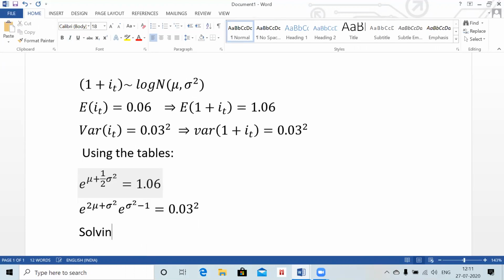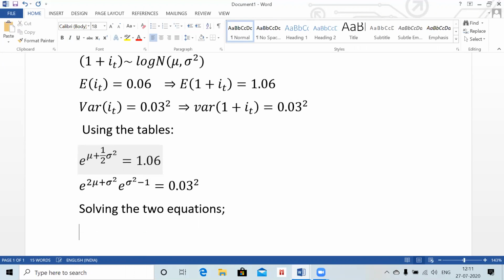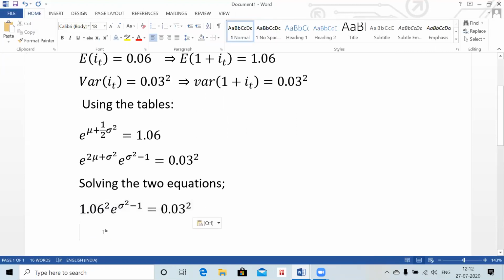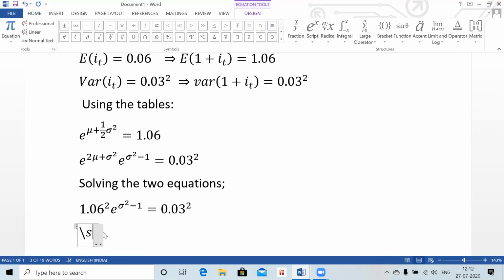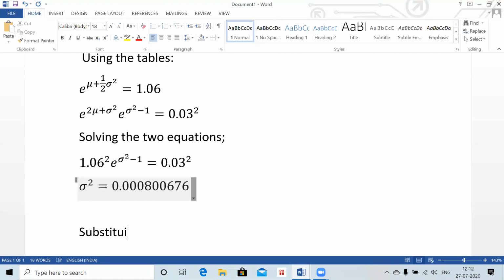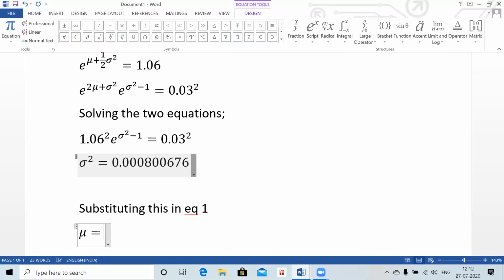Solving the two equations, this is 1.06 squared into e to the power sigma square minus 1, the entire thing is this. So you need to calculate sigma square, not sigma. Sigma square is equal to 0.0000800676. Okay, and then substituting this in equation 1, we get mu is equal to 0.0578686.